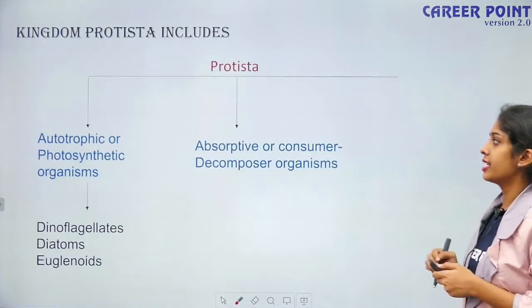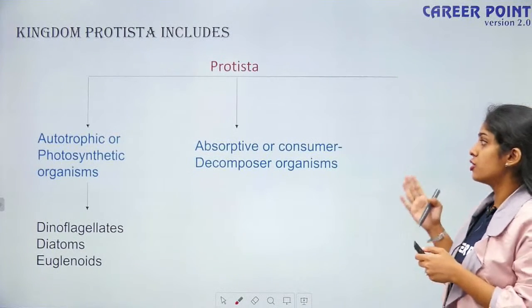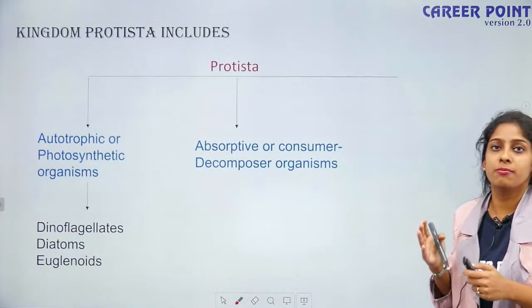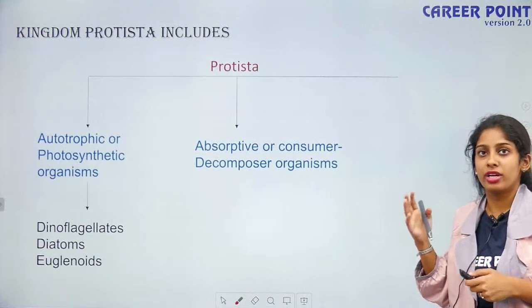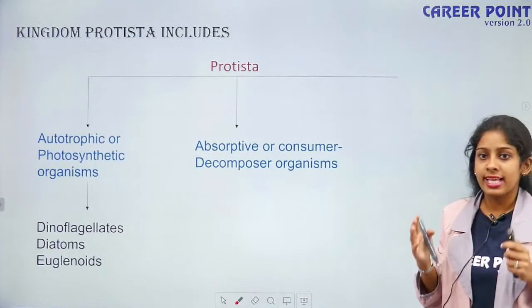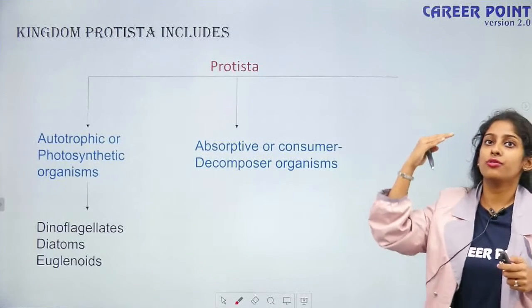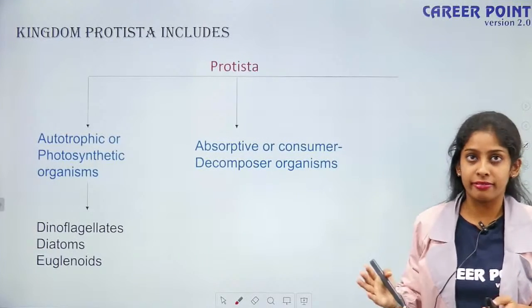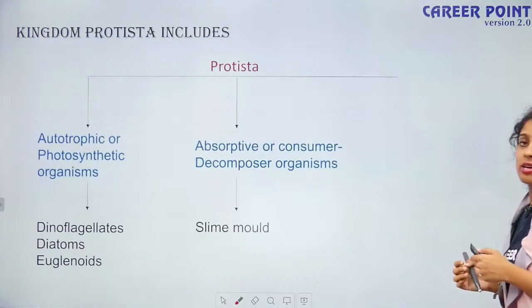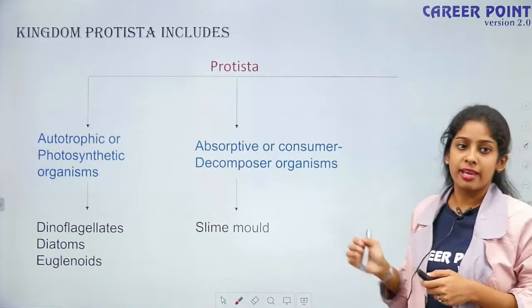The next category is your absorptive or consumer, also called decomposer organisms. Fine. They basically feed on dead organic matter. They contain complex enzymes which help in the breakdown of complex matter into simpler ones, and that is how they make their living. One example under decomposers is slime molds.